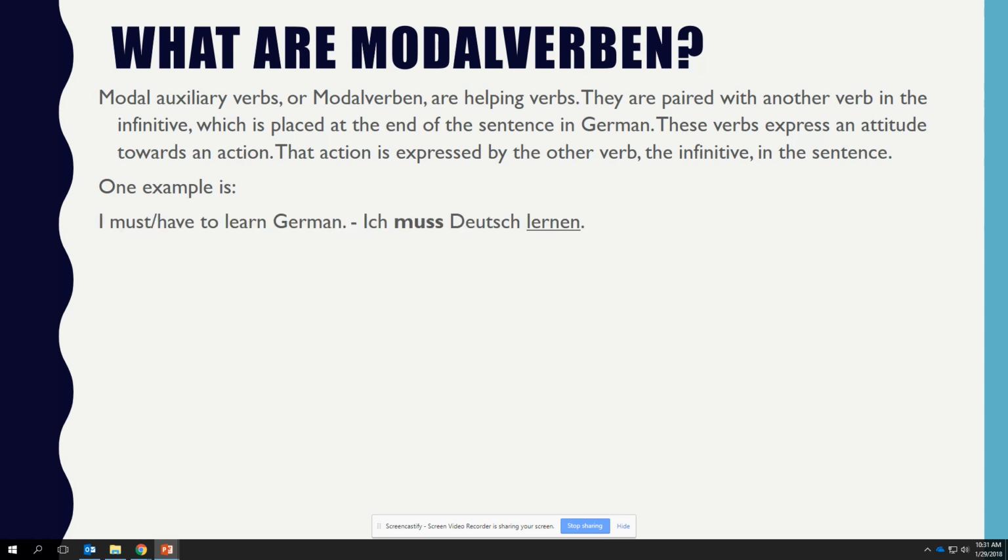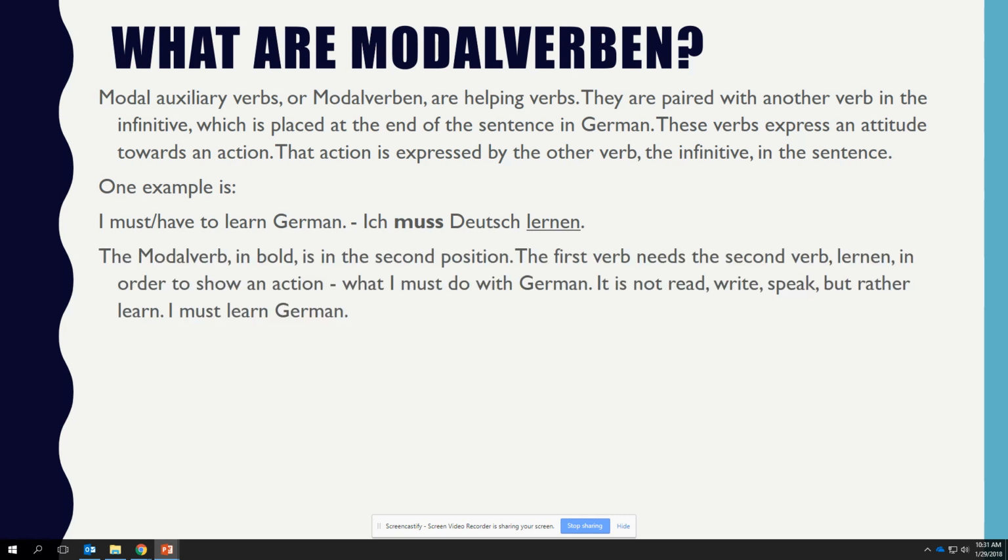One example is, I must, or I have to, learn German. Ich muss Deutsch lernen. The modal verb in bold is in the second position. The first verb needs the second verb, lernen, in order to show an action, what I must do with German. It is not read, write, or speak German, but rather learn. I must learn German.